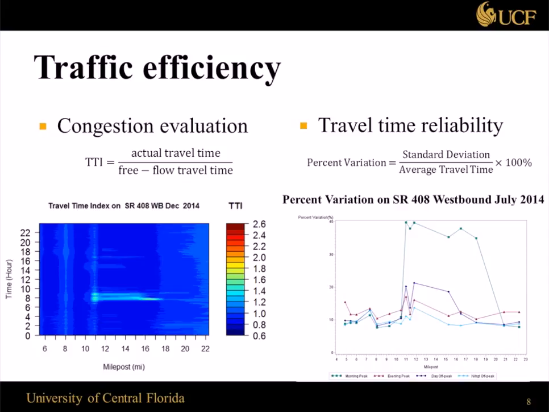Another traffic efficiency evaluation is travel time reliability. It evaluates the percentile variation. The percentile variation is based on the standard deviation of travel time and the average travel time. The higher the percentile variation, the lower the travel time reliability. By evaluating the traffic efficiency of the westbound of State Road 408, it can be found that during morning peak hour for the milepost from 11 to 18, it has high congestion and a lower travel time reliability.